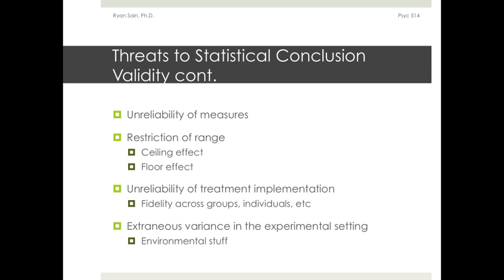Extraneous variance in the experimental setting. A fancy way of saying the environment is messing with you. Simple examples here. Was the heat the same in the rooms that you're doing the experiments in? So was the control group in a room that had a 40-degree temperature and the experimental group was in a room that had a 110-degree temperature? That's a dramatic difference, and that's the extraneous variance that we're talking about here.